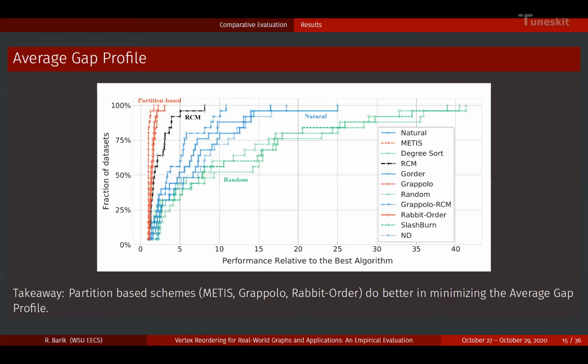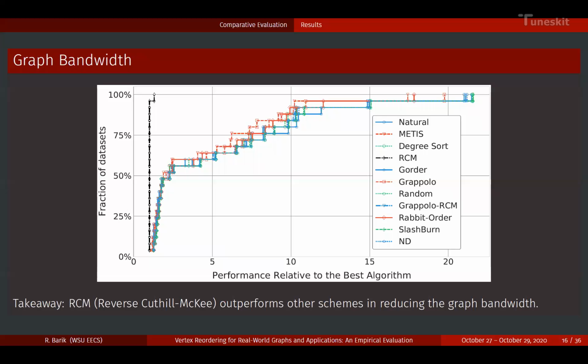The takeaway here is that partition-based schemes shown in red, like rabbit order, metis, etc., do much better than others in minimizing the average gap profile. The next result shows RCM, which is the reverse Cuthill-McKee algorithm, outperforming others when the objective is to optimize for graph bandwidth.